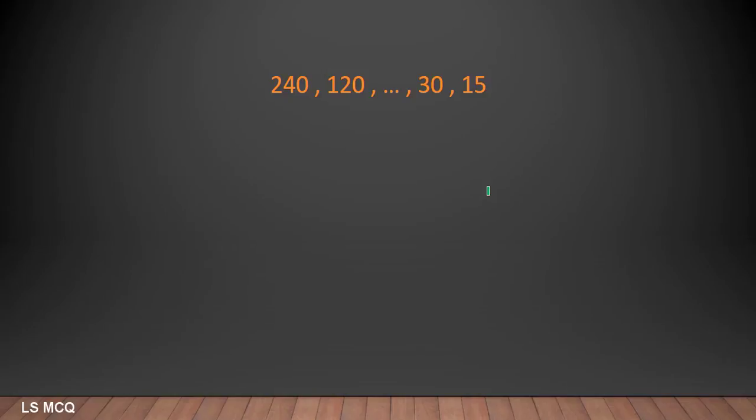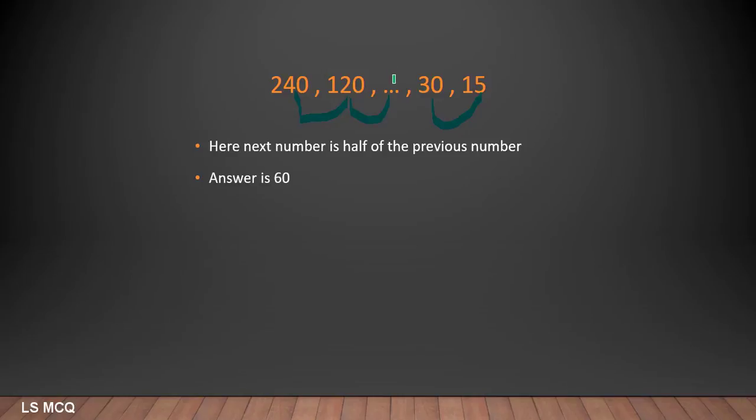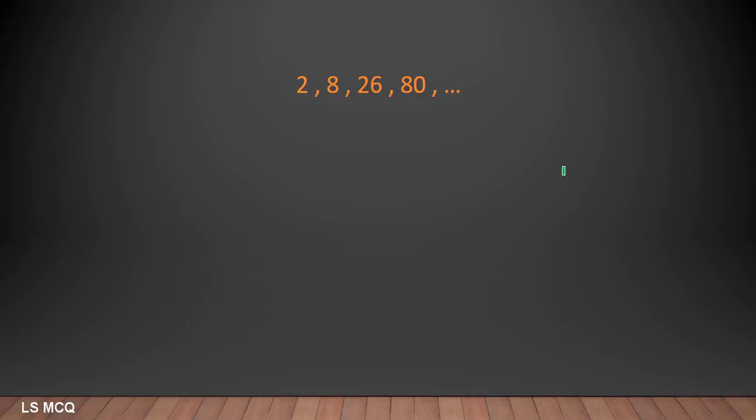It's 24, 120, dash, 30, and 15. So here the next number is half of the previous number. 120 is half of 240, 15 is half of 30. So this number should be half of 120. It's 60, and half of 60 is 30, half of 30 is 15. I guess 60 perfectly matches our pattern, so the answer is 60. Let's move on to the next one.